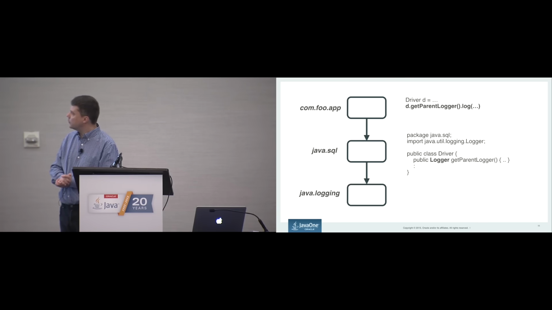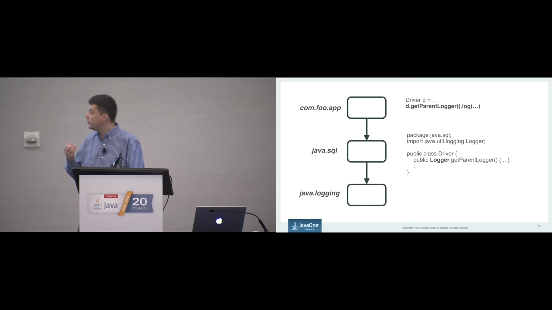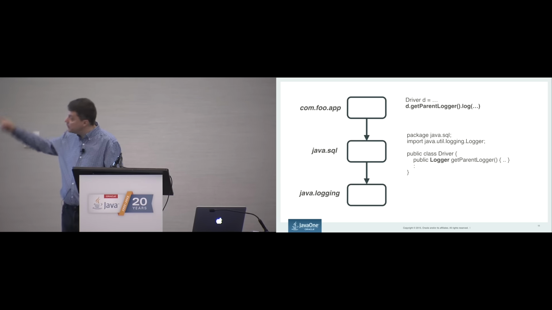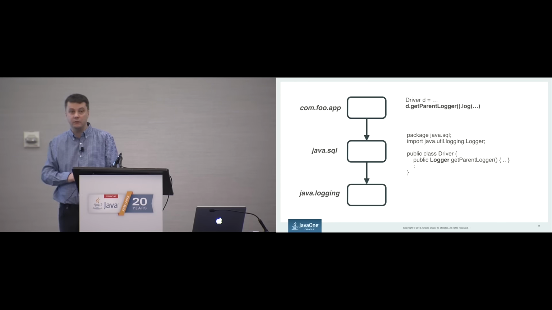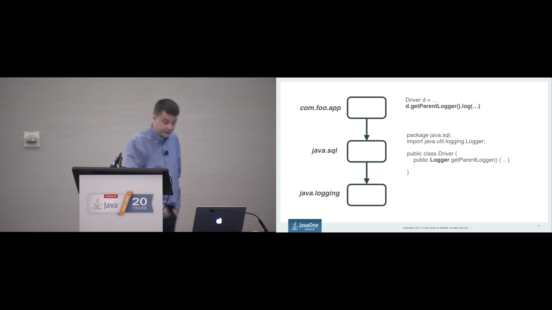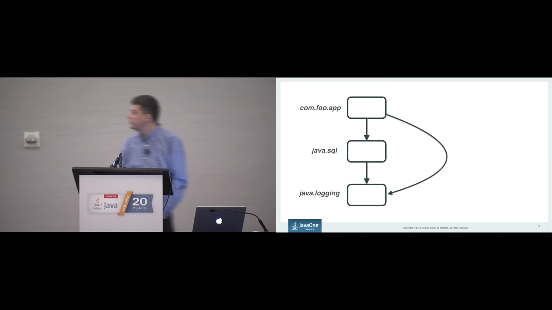So let me see how this works. We're calling getParentLogger, and then I'm going to invoke the log method on the logger that the driver is giving me. Okay, so how do I relate to this in my little dependency graph here? Well, I can't see how that's going to work, because I don't have a dependency in my confu app module on the logging module. Maybe I'm forced to introduce that dependency. Do I have to do this?